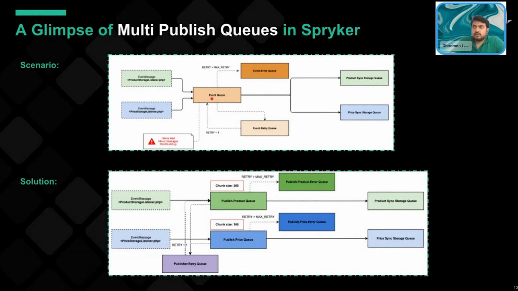All right, so for the event queue, whenever we push something into the queue, it will process one by one and push to the processes, like product process and price process, but we are using a single queue. Similarly, we could have multiple queues, where price has a separate queue and product has a separate queue, and we are using 200 as a chunk size, so it will process your queues in chunks.